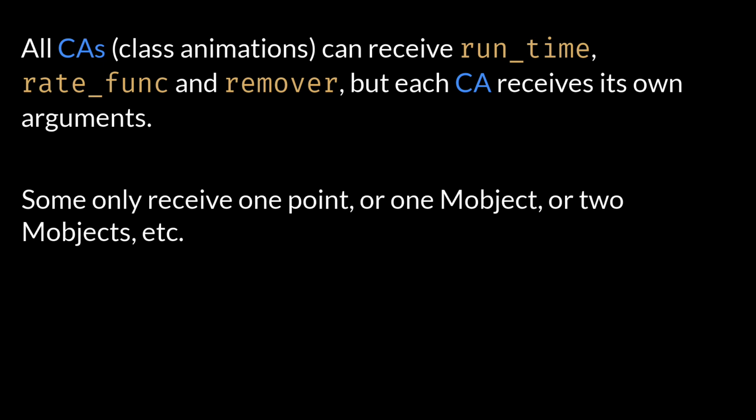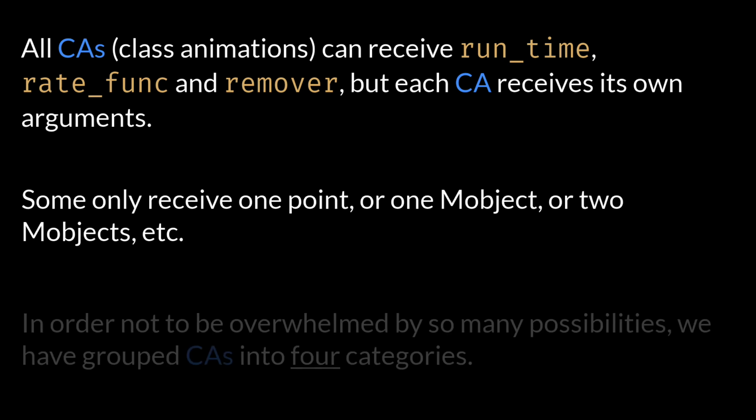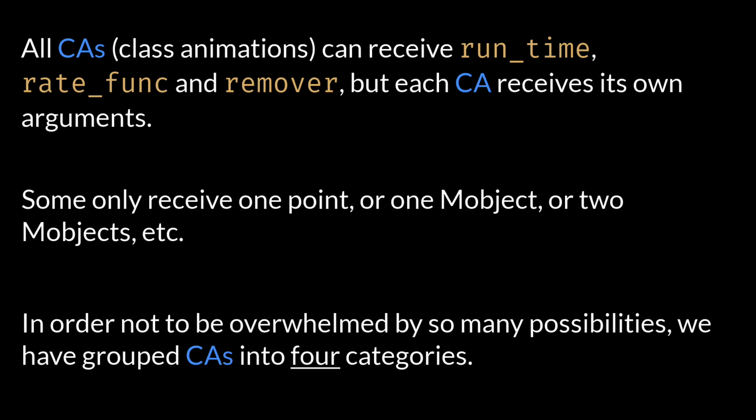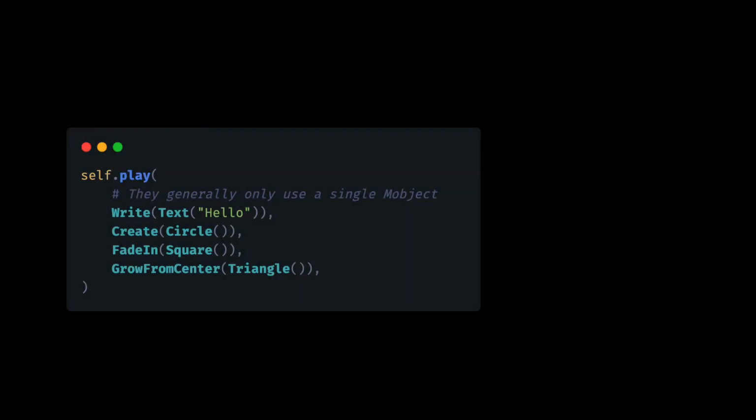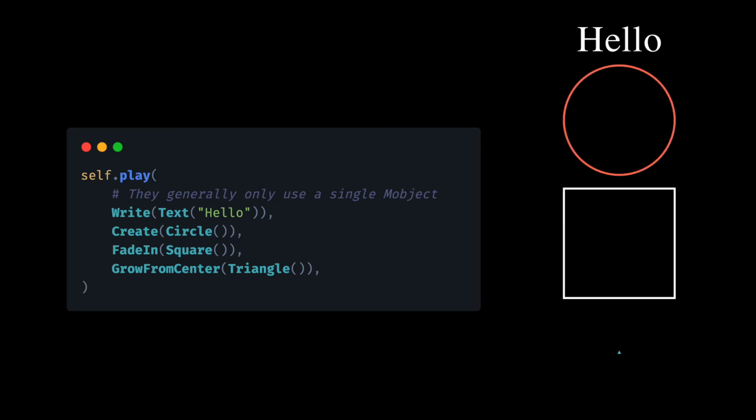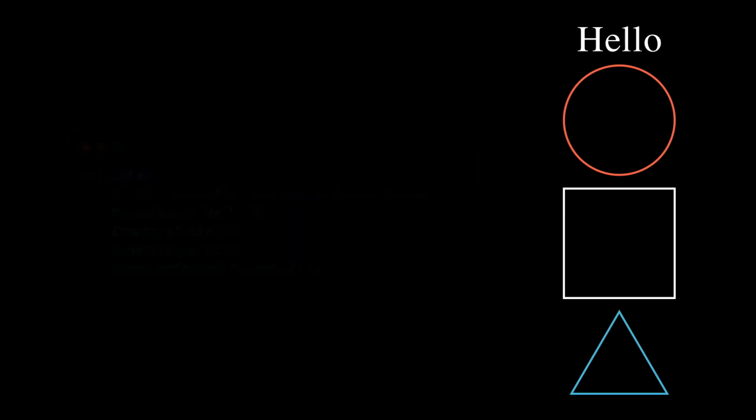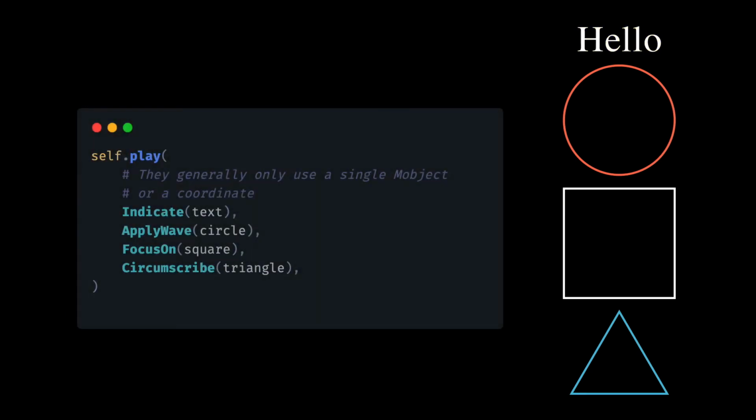There are some class animations that simply receive an object to animate it. There are others that use 2 objects to be able to function. This can be overwhelming for the student, as it can be confusing where to start studying animations, so in this course we have grouped class animations into 4 types. 1. Creation animations. They add an object to the screen. 2. Indication animations. They help to identify an object on the screen.